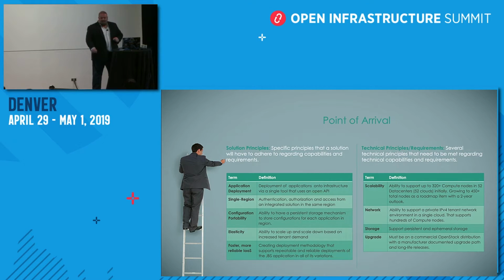Configuration portability. The ability to have a persistent storage mechanism to store configurations, config drives, or maybe configurations that you can store in some sort of object store. Well, if you don't engineer in object storage, you're going against your solution principles. And then another one that was handed down: faster, more reliable IaaS. So you have those that are coming from developers and executives. Then you have technical principles and requirements.